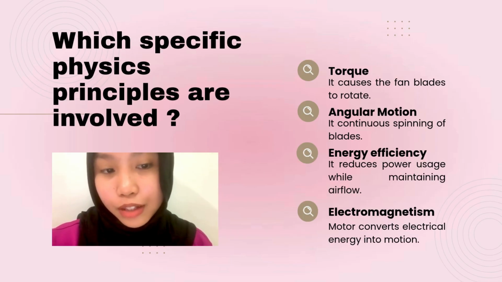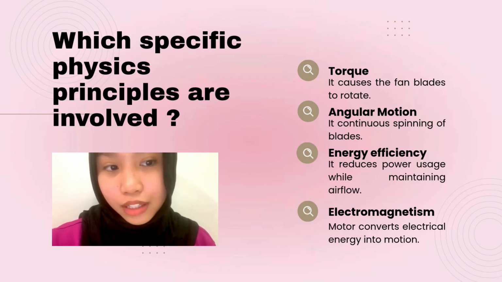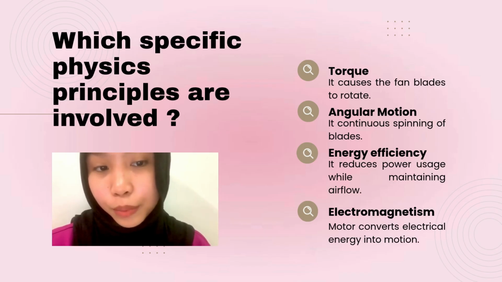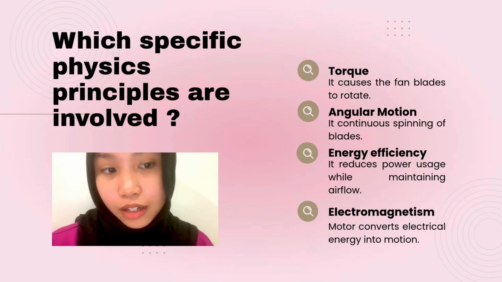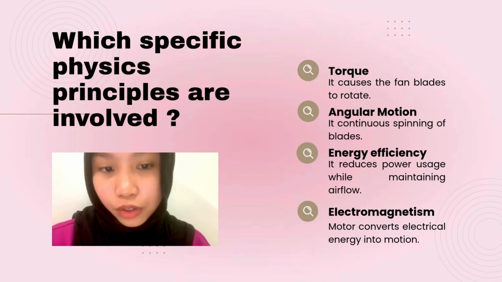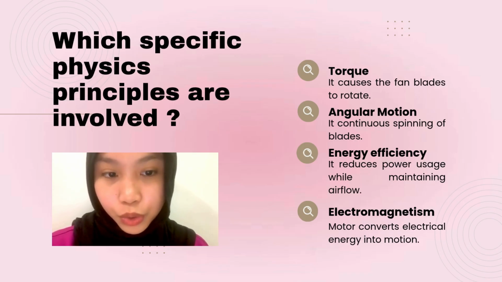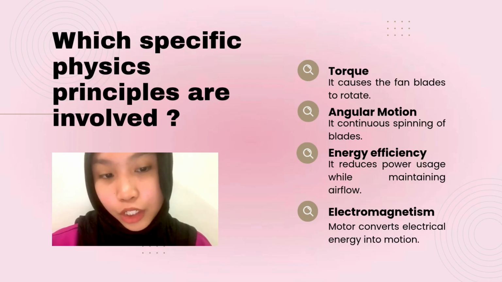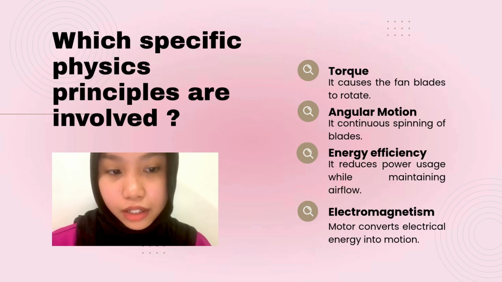For my part, I will explain the physics principles involved and how they are applied in the mini portable fan. First, under the component of theory, the fan involves several important physics principles that are essential for its operation. One of the key principles is torque, which is the rotational force required to start and turn the fan blades. Without sufficient torque, the blades will not be able to rotate. In addition, angular motion describes how the blades continue spinning in a circular movement at a certain speed once the torque is applied.